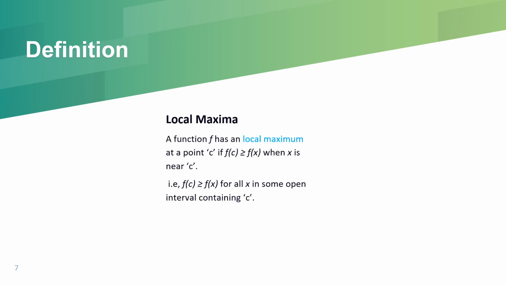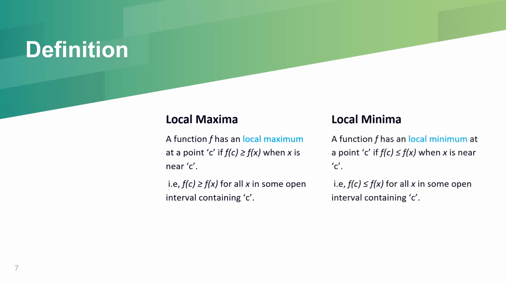Now the definition of local maxima. A function f has a local maximum at a point c if f(c) is greater than or equal to f(x) when x is near c. That is, f(c) is greater than or equal to f(x) for all x in some open interval containing c. Local minima: a function f has a local minimum at a point c if f(c) is less than or equal to f(x) when x is near c. That is, f(c) is less than or equal to f(x) for all x in some open interval containing c.